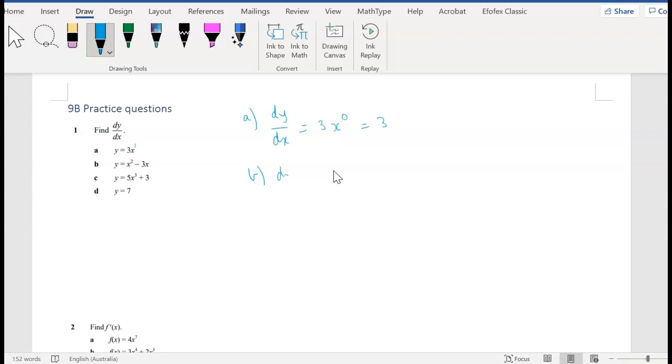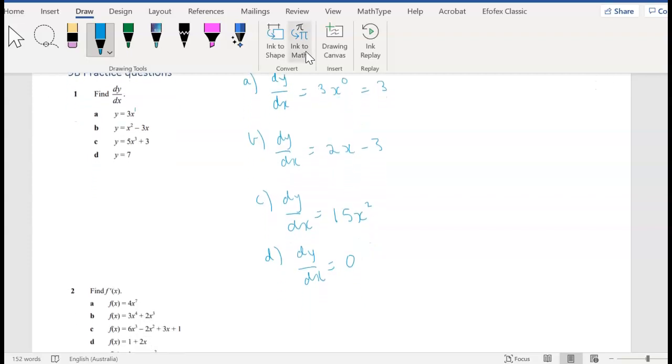For b, dy dx, looking at each term separately, so we've got x squared becomes 2x, and minus 3x becomes minus 3. For c, dy dx, so we've got 5x cubed, so 3 times 5 is 15, so 15x squared, and the 3 just becomes 0. And then for question D, we've got a constant there, and remember the derivative of any constant is 0, so we do have to write 0 there.